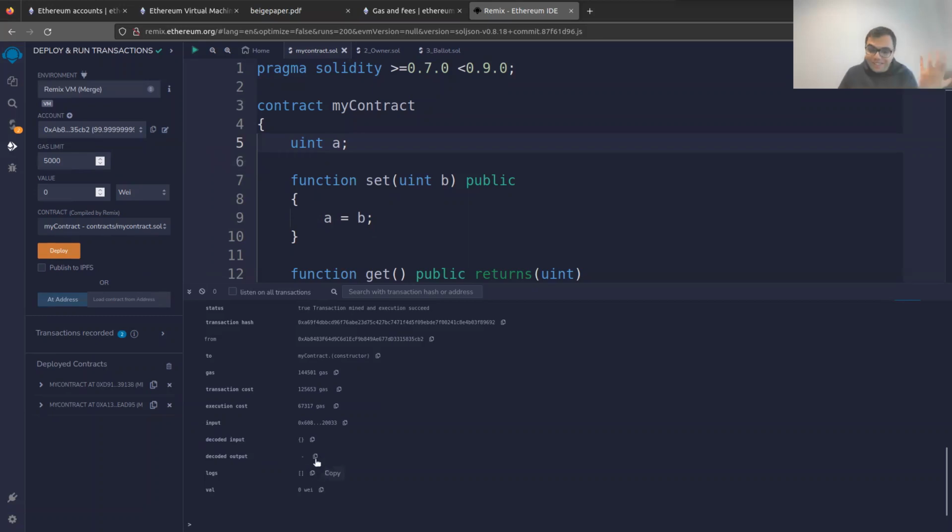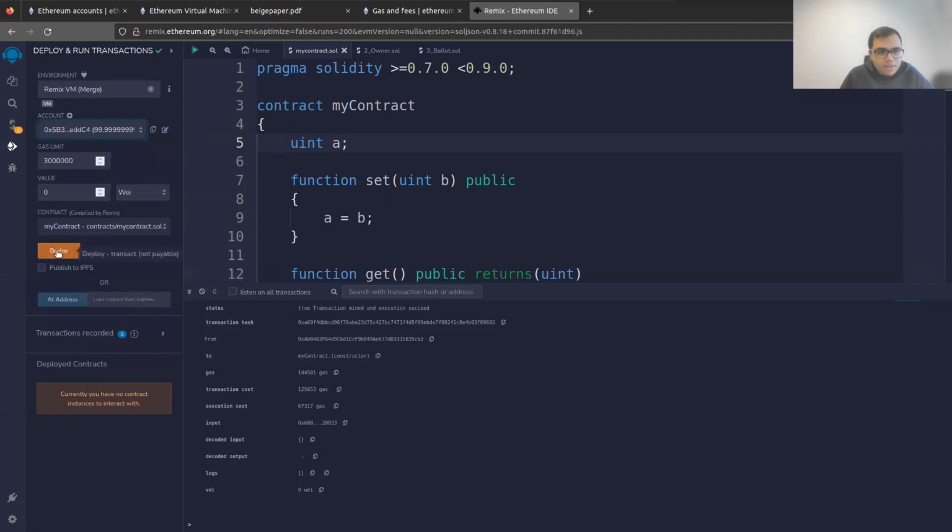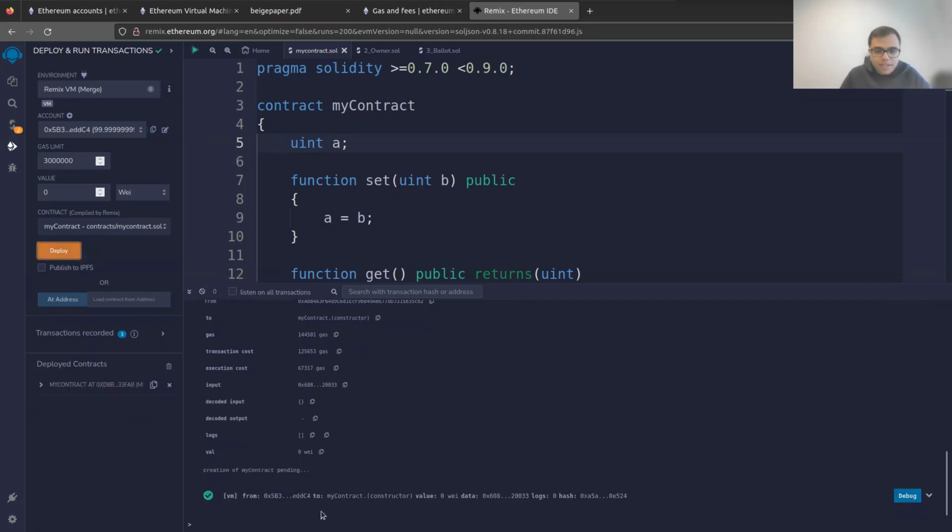So what would happen on a real blockchain is that you cannot spend this much gas because this is more than your gas limit, and then your transaction will fail and your contract will not be put on the blockchain. But here again, the virtual machine has a bug. Okay. Anyway, let's go back. So let me just remove this and let's do this again. So I'm going to set my gas limit back to 3 million. And I'm going to deploy this again.